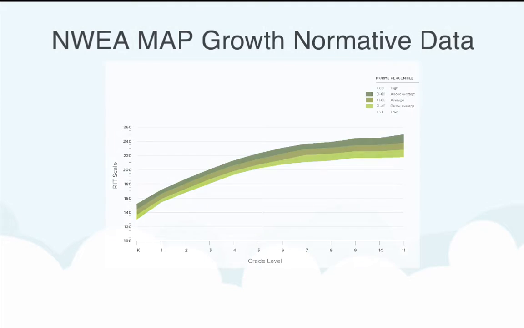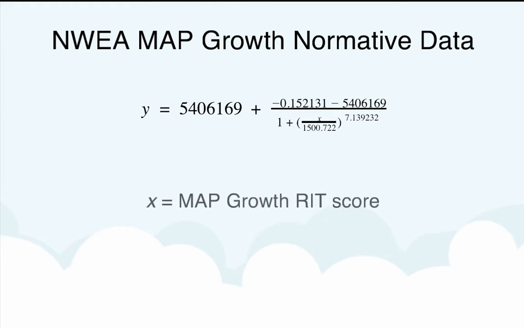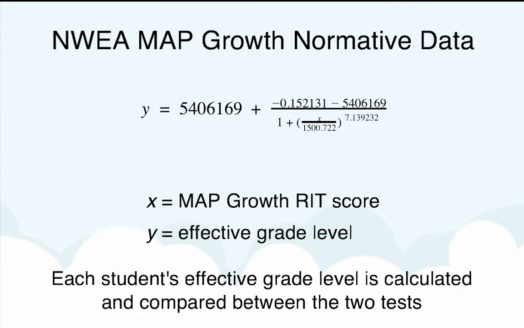This nonlinear relationship can be seen as a graph. To model this relationship, we use this equation where x is the student's MAP Growth RIT score and y is the student's effective grade level. Their initial and subsequent grade levels were calculated using this formula and are then compared to find each student's grade level growth. In this way, we can compare students with any two MAP Growth RIT scores.